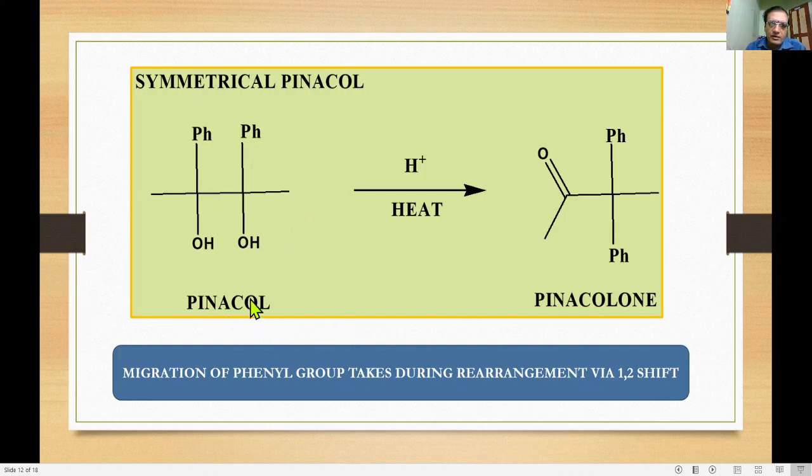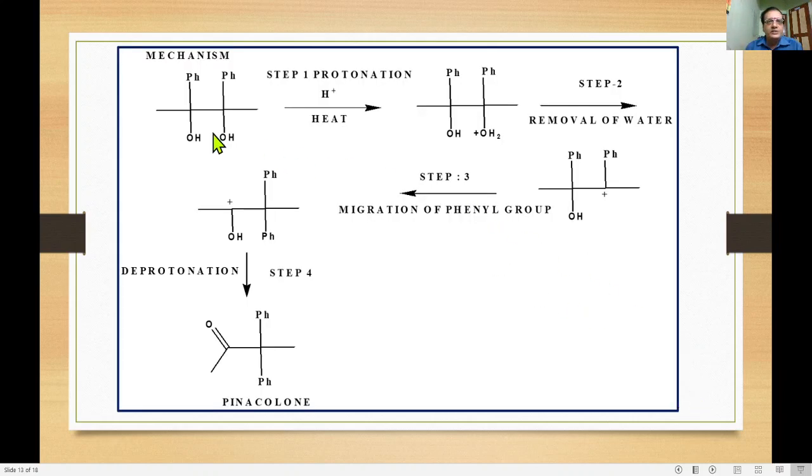So the symmetrical Pinacol, with H plus ions and heat, will result in the Pinacolone in the normal course. The migration of the phenyl group takes place during the rearrangement via a 1,2 shift. We'll see the mechanism now. Always remember that step 1 is protonation, step 2 is removal of water, step 3 is the migration, the 1,2 shift, and step 4 is the deprotonation.